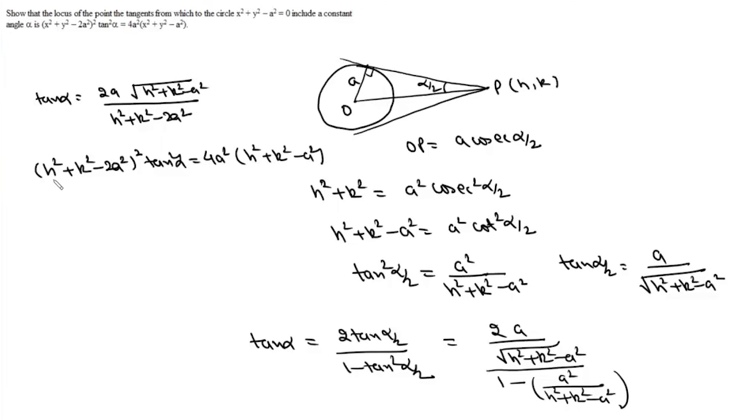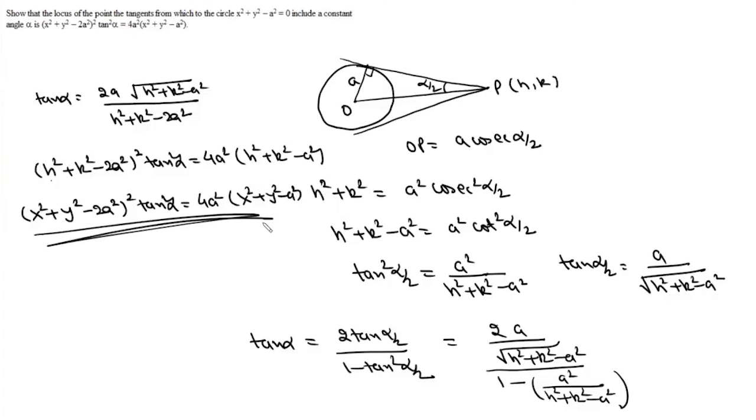Now we'll replace h with x and k with y. So this required locus will be x square plus y square minus 2a square whole square into tan square alpha will be equal to 4a square into x square plus y square minus a square, and which is what we need to prove in this question.